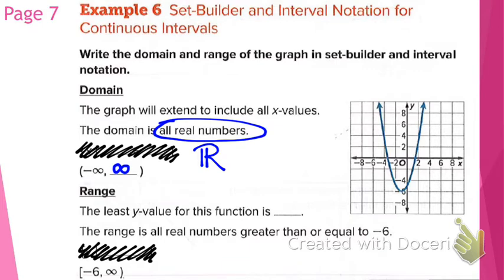All right. Range. It says the least. What does the word least mean? Give me a synonym. Smallest. The least, the smallest y value is what? -6. I don't like the way they printed this graph because if you're just looking at the numbers, it almost looks like -5. I had to look really carefully at the y-axis to see that they were counting by 2s.